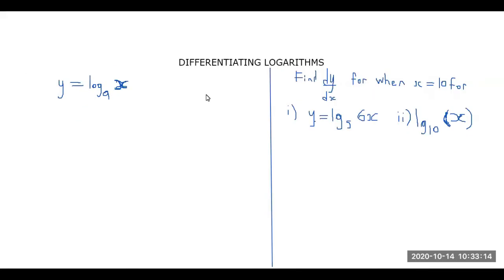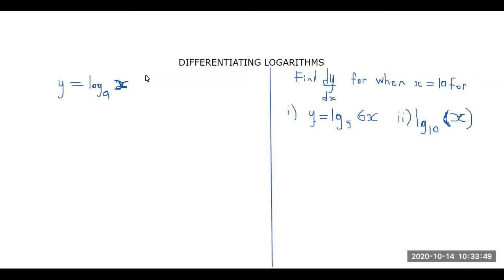Now, continuing with differentiating logarithms, we can differentiate y equal to log to base a of a function of x. To differentiate y equal to log to base a of x, well, we don't know how to do this. But if you watch the previous video, we found how to differentiate when it's log to base e. And so we can apply laws of logarithm and change this base to base e.